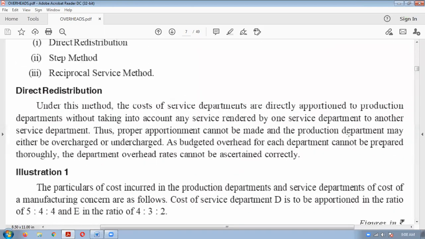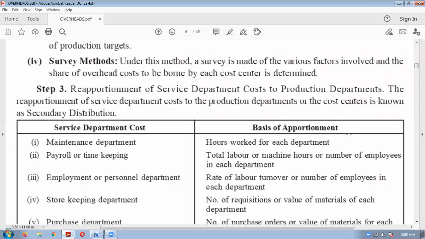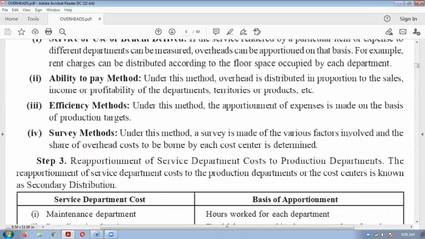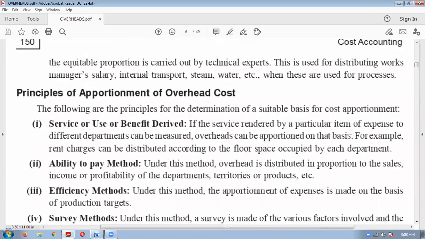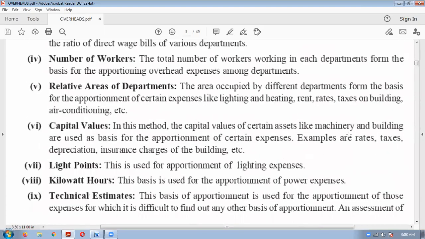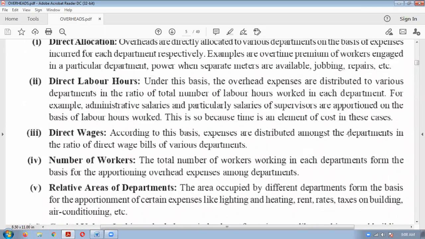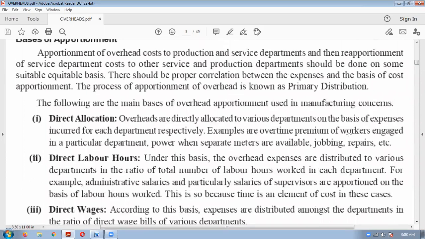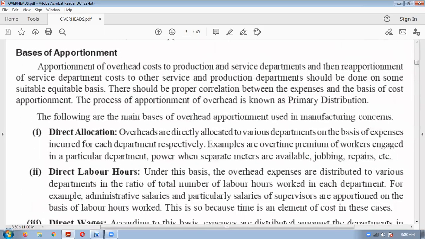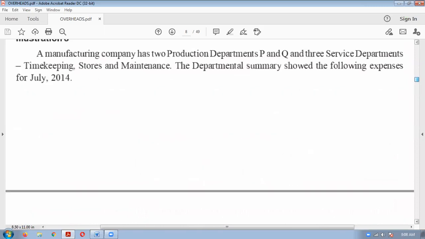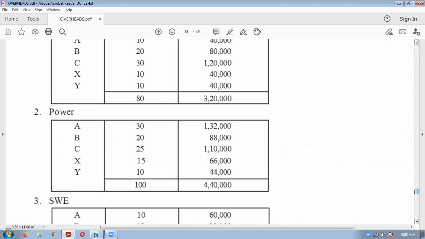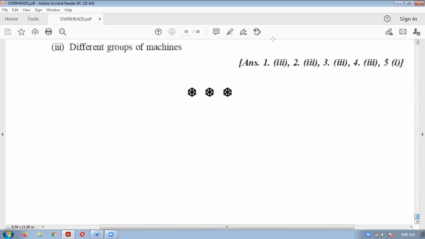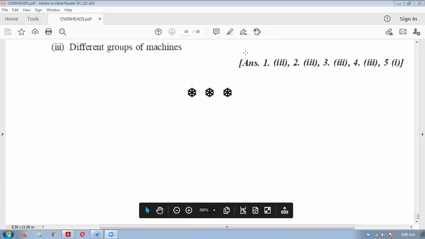This much everybody comfortable? Okay, so today we are stopping here only. Further, how to apportion the cost to the product, we will continue in the next class.